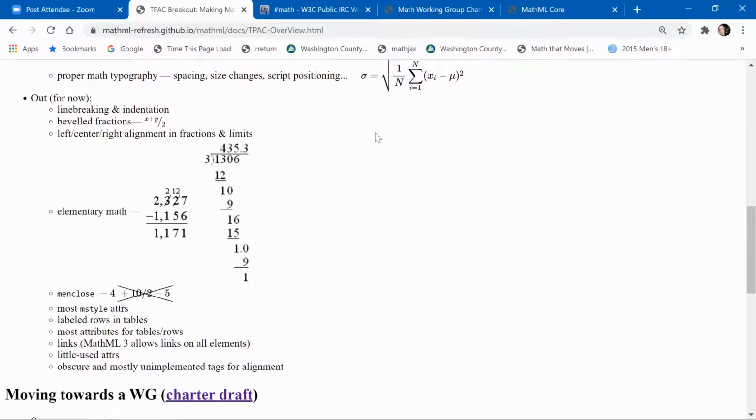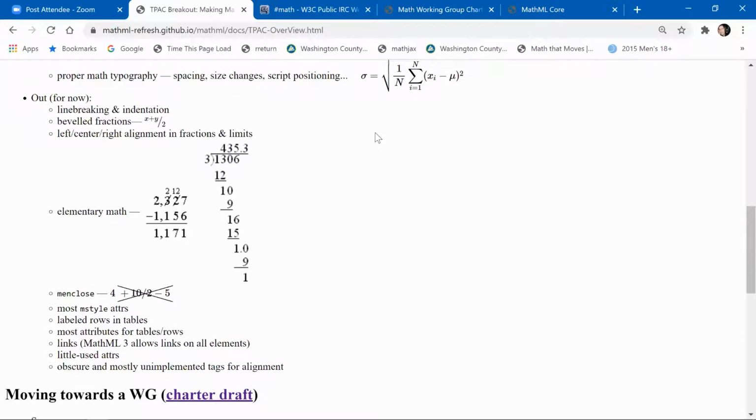Beveled fractions, which is used for inline math sometimes. Elementary math, that's been very poorly supported both on the web and outside the web. Tools don't do that well. It's a little bit different than other kinds of math because it represents a process, but we hope to, there is a polyfill now for that, and perhaps someday that'll join the core.